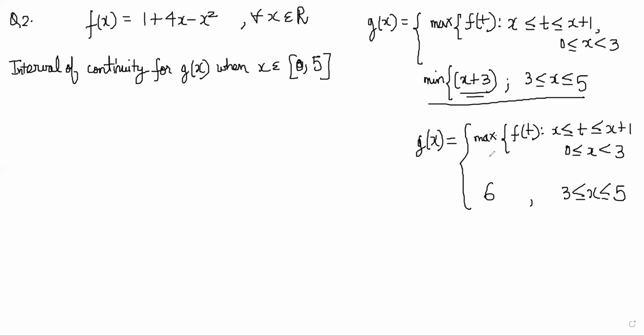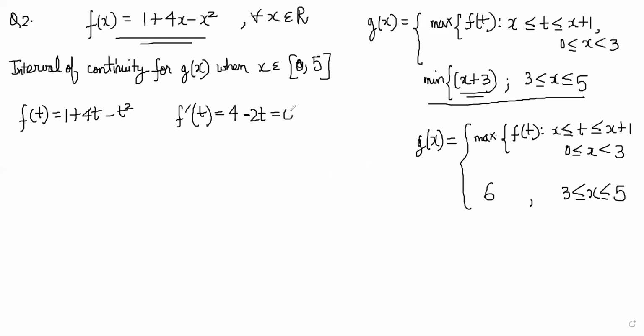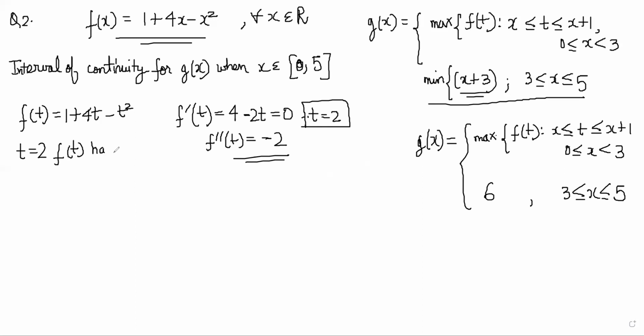So then think about it. ft is basically f of t is 1 plus 4t minus t square, and for maxima and minima, if you do f dash t, it will be equal to 4 minus 2t is equal to 0. So therefore t must be equal to 2, right? And here you notice the double derivative is negative, so that is a maximum. Basically at t is equal to 2, ft has a maximum.